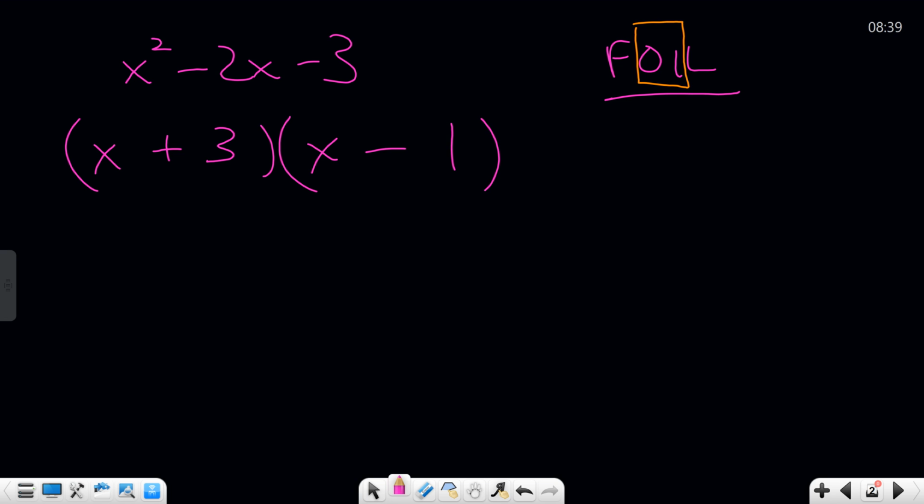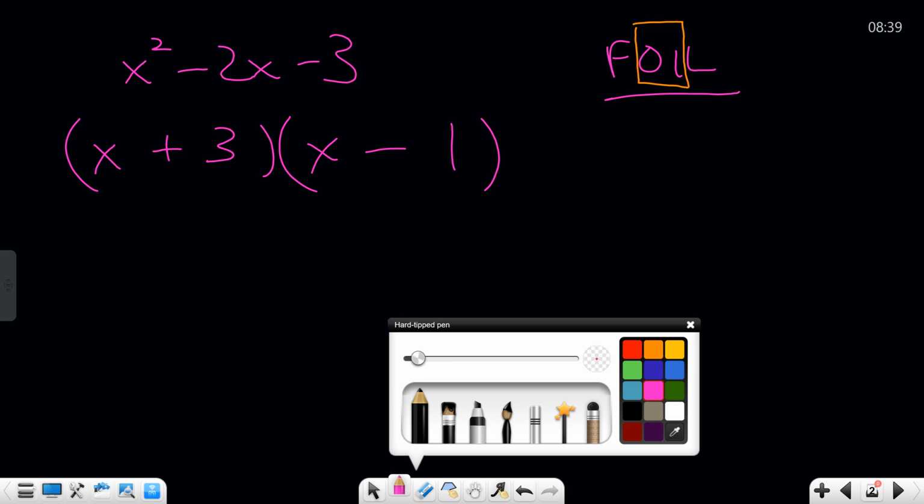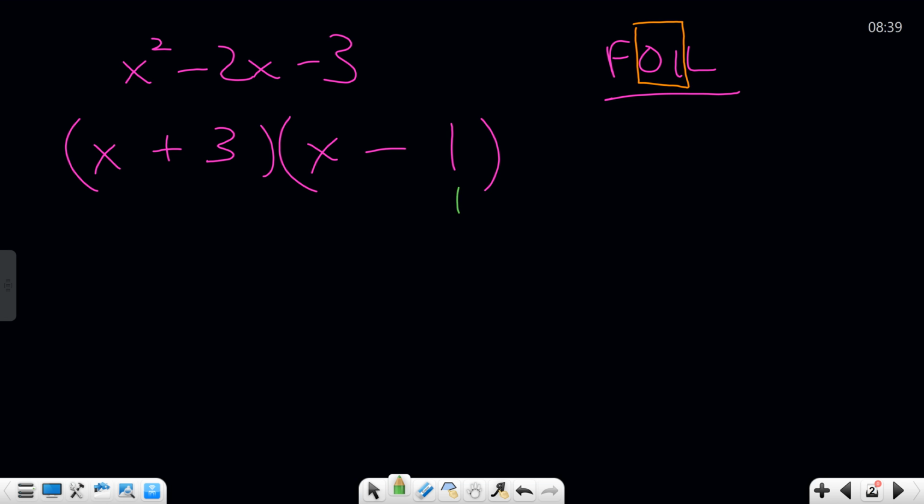All right. My first terms check out okay, and because I set it up that way, I'm not even going to bother checking the first and last terms. I'm just going to focus on the OI term. So now I'm going to check the OI term. The outer term are these two multiplied together. -1 times x is -x.